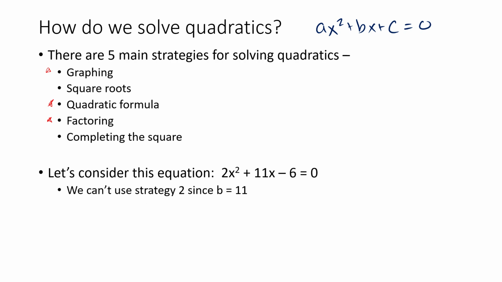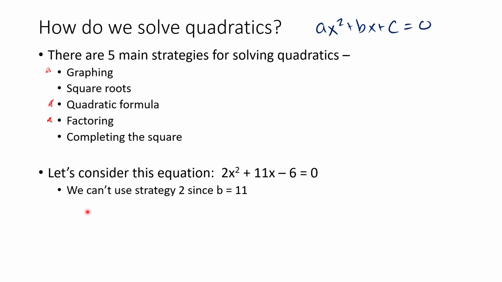So let's consider this equation right here: 2x squared plus 11x minus 6 is equal to 0. Our goal here is to solve this. We want to find out what value or values of x, when I plug them into that equation, are going to give me a true statement, namely 0 equals 0.